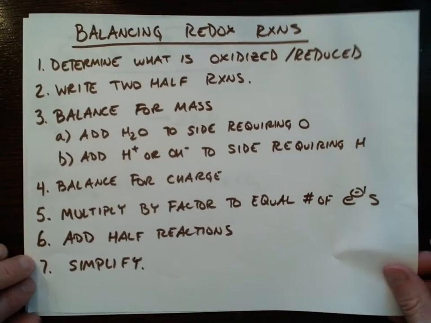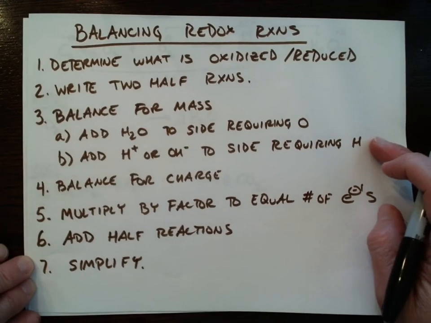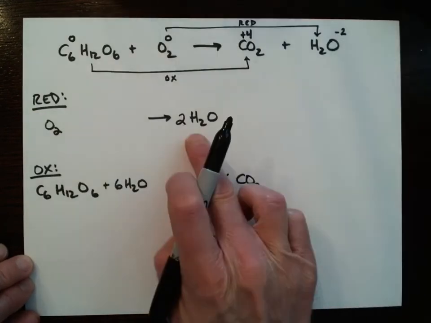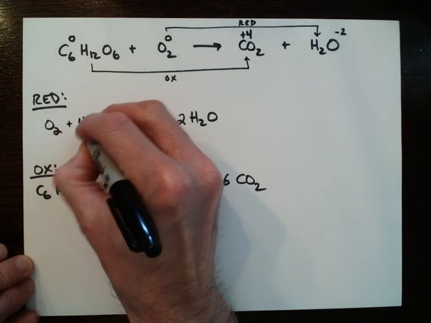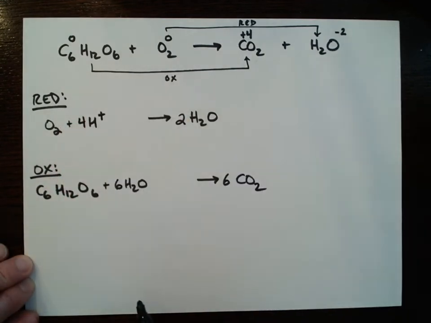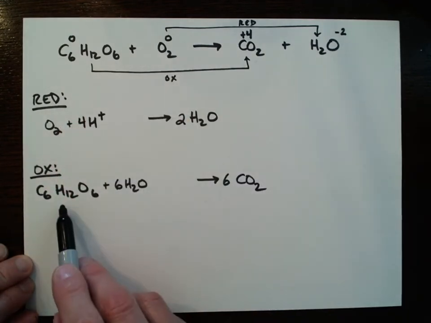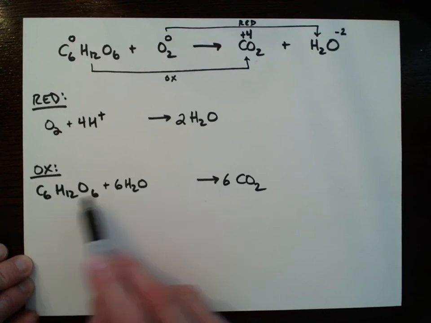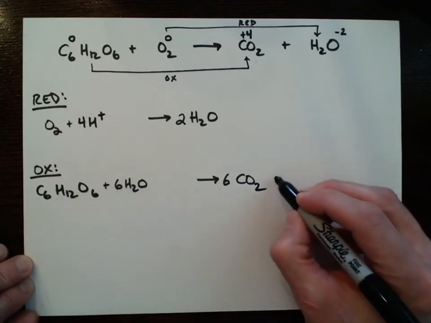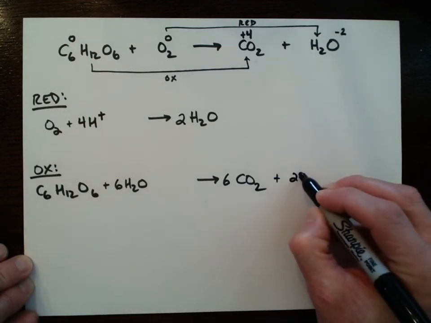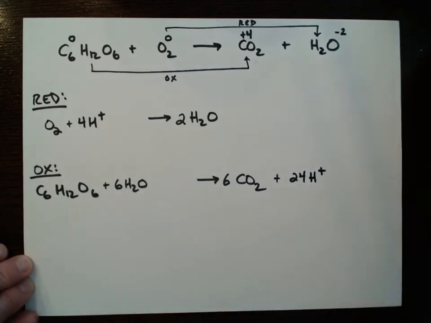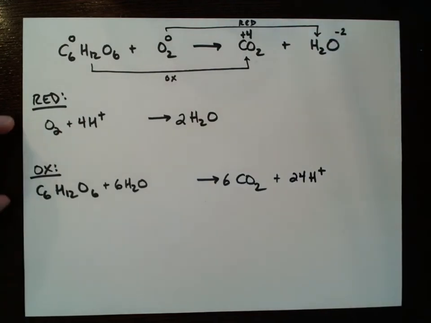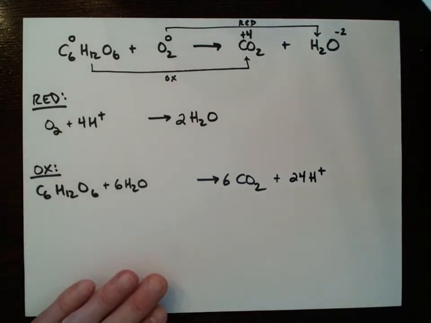Now I'm going to need to add H+ to the side that requires hydrogen. Well, let's see. There's 4 hydrogens, so I'm going to need 4 H+ over here, aren't I? I sure am. And then on this side, holy cow, what am I going to need? Look at that, 12. I'm going to need 24 hydrogens. That's a bunch. Yep, 12 and 12, that's 24. Okay, so they're balanced for mass but not charge yet.